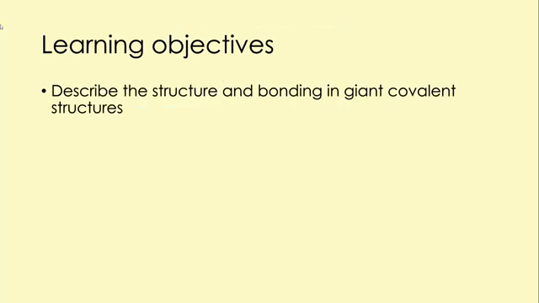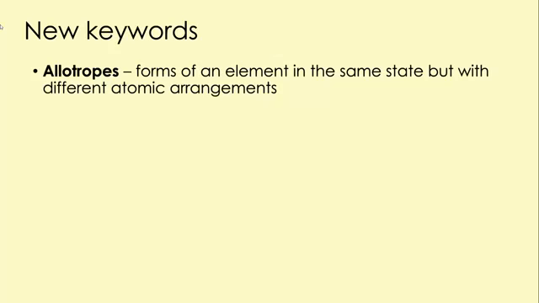In today's lesson, we're going to look at the structure and bonding in giant covalent structures, as opposed to the last lesson where we looked at simple covalent compounds. The first keyword that we need to be introduced to is allotropes. An allotrope is where you've got different forms of the same element.